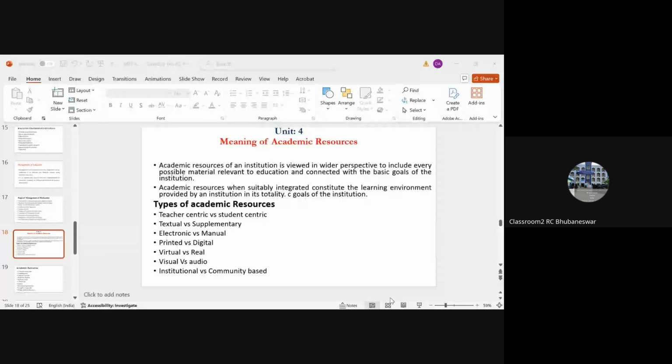Then manual. School provides electronic and community provides manual, because community has no laboratory. Community has no type of ICT materials. But manually, community gives different types of resources, helping the teacher to use the resources for the betterment of the learners.